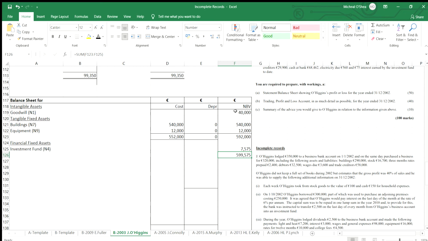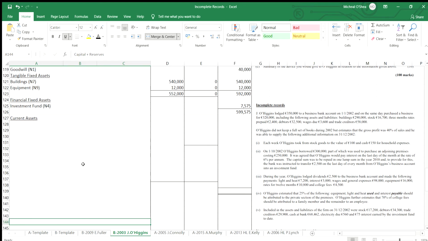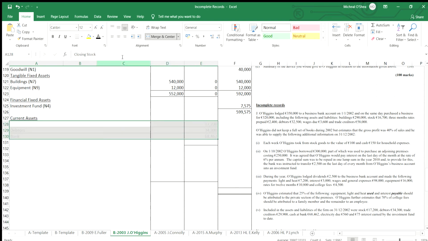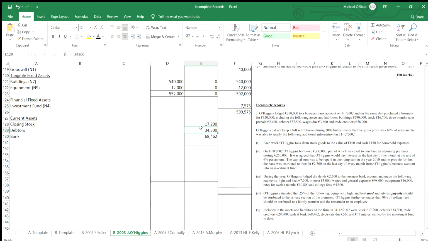All of these figures were worked out in the notes. The next thing I'm going to do is find my current assets. Most of these are actually gotten from the question itself. If we look at the first three, we have closing stock for the year of 17,200, debtors of 34,300, and cash at bank of 68,462. They're all assets at the end of the year, and they're all current assets, so we'll just include those because we have not adjusted any of them.